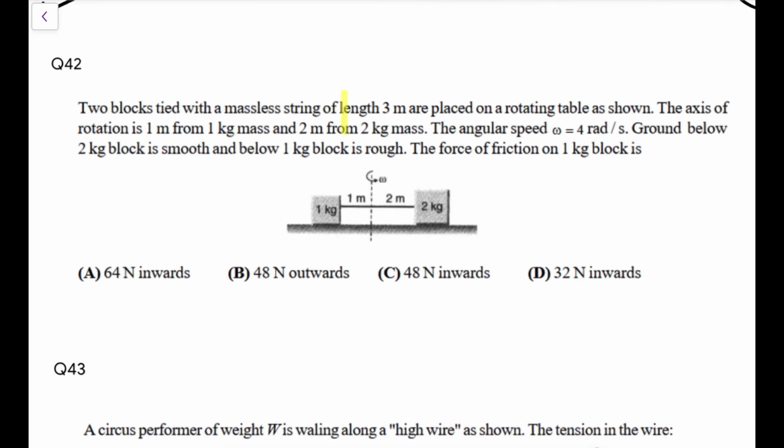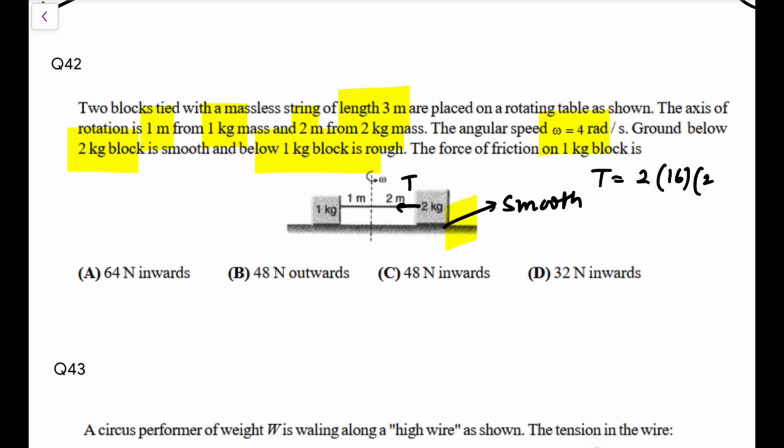Question 42, if you remember, we have covered it even in our class examples. Just look, this is total length 3 meter placed on a rotating table. The axis of the rotation is 1 meter from 1 kg mass, 2 meter from 2 kg mass. Angular speed is 4, ground below 2 is smooth and below 1 is rough. The force of friction on 1 kg block is, okay. Because this surface is smooth, whatever centripetal force is needed would have to be generated by tension. So tension would be equal to 2 kg into omega square, 16, into radius, that is 2. That comes out as 64 Newton.